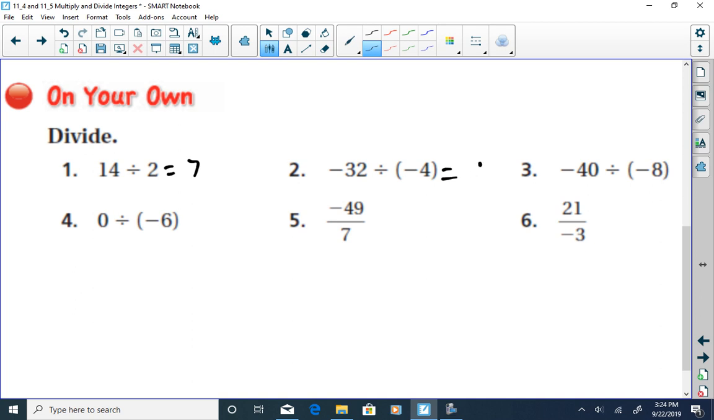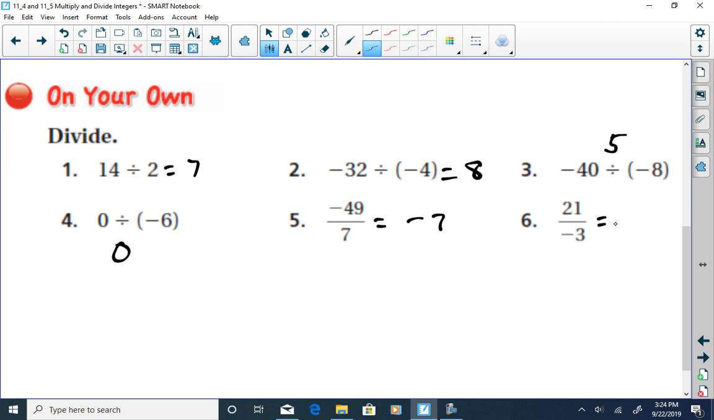So 32 divided by 4 is going to be 8, right? Negative 40 divided by negative 8, that's going to be positive 5, right? Signs are the same, so the product or quotient is going to be positive. 0 divided by anything is going to be 0. Negative divided by positive, right? That's going to be negative. And 49 divided by 7, that's going to be 7.